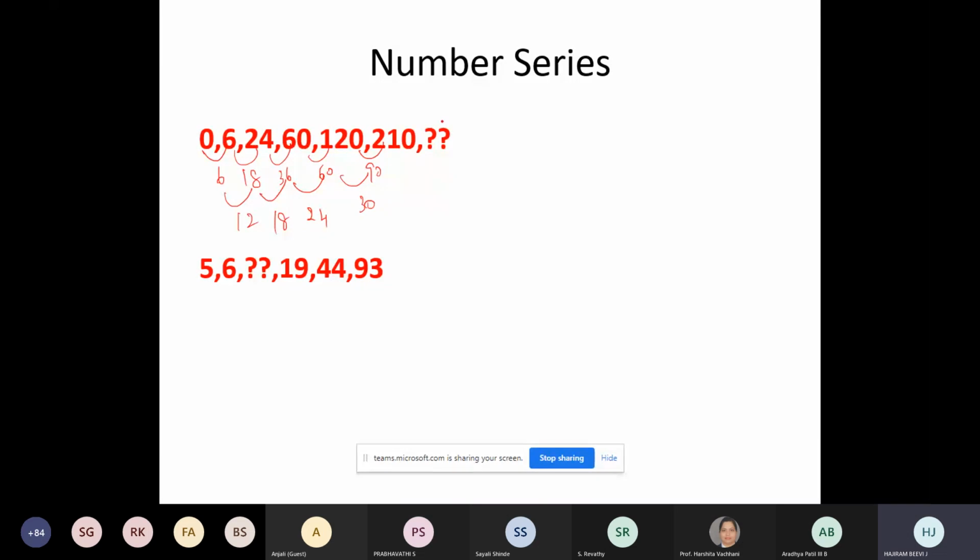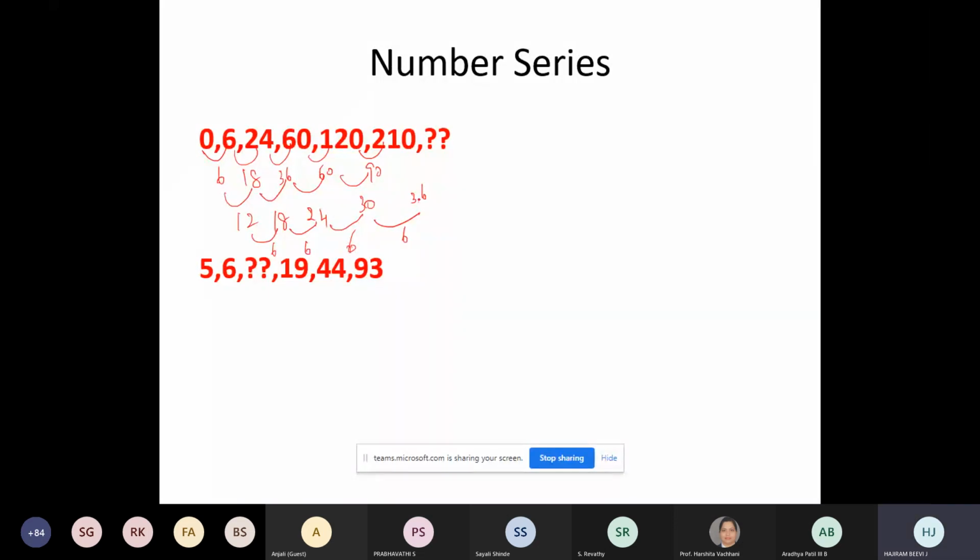So again we are trying to find the difference. 18 minus 12 is 6. 24 minus 18 is 6. 30 minus 24 is 6. So which means the difference between the previous level's elements is 6. So 30 plus 6 means here 36.